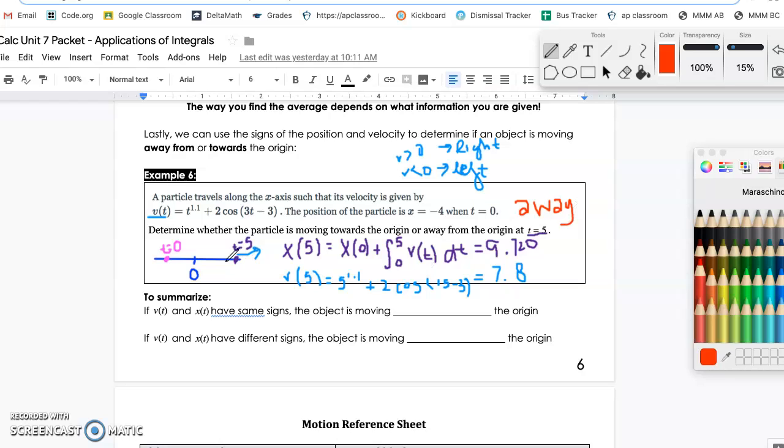All right, to summarize, if v of t and x of t have the same sign, so if they're both positive or they're both negative, then the object is moving away from the origin. If you think about that, if position is negative and velocity is negative as well, then it'll be moving left, which is away. Now, if v of t and x of t have different signs, then the object is moving towards the origin.